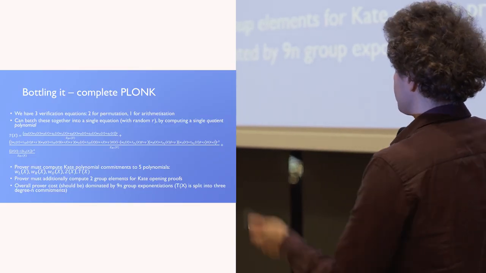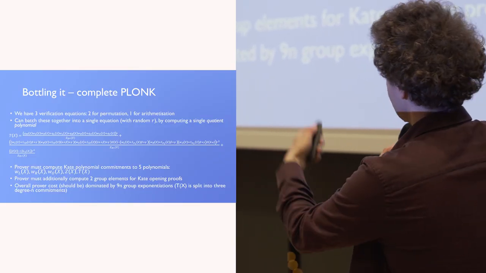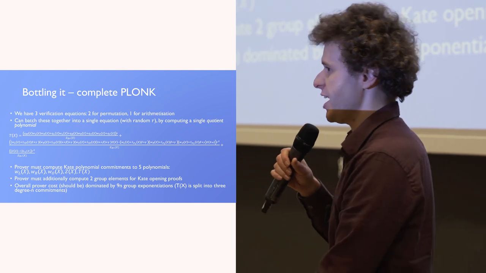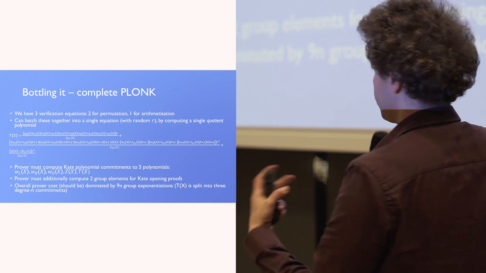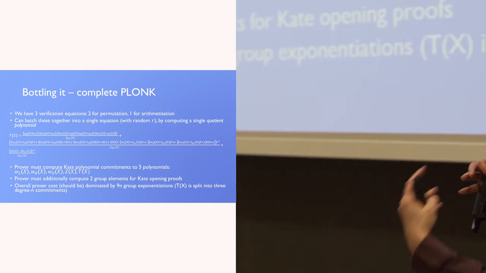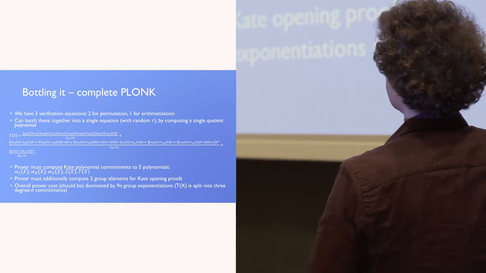But long story short, the prover costs are dominated by 9n group exponentiations, where n is the number of constraints in your circuit. So this is quite competitive with things like Groth16, where it's 3n plus m, plus then n G2 elements. The fact that this is all G1 helps a lot.